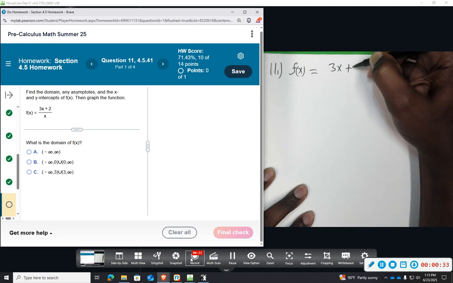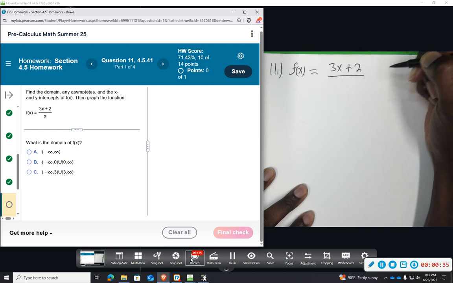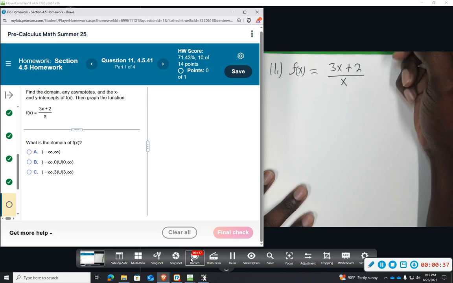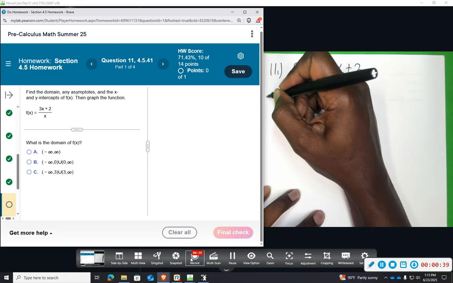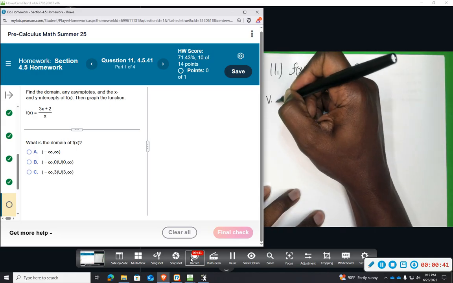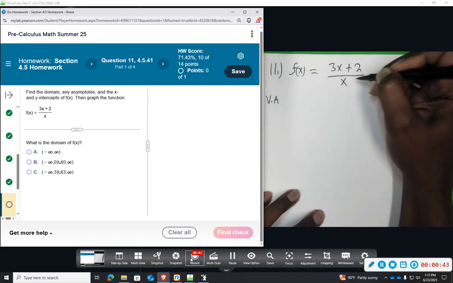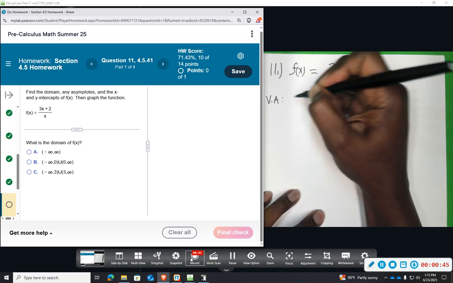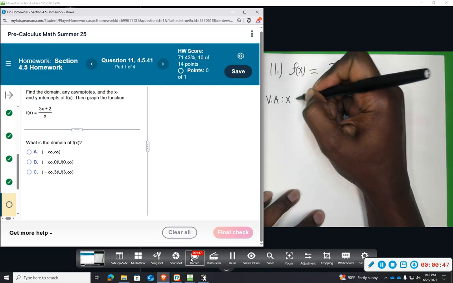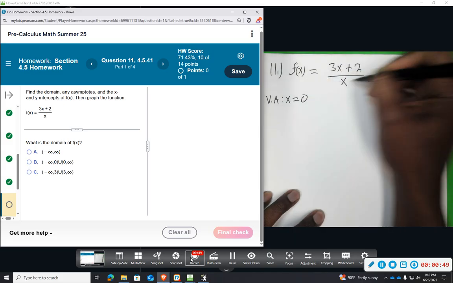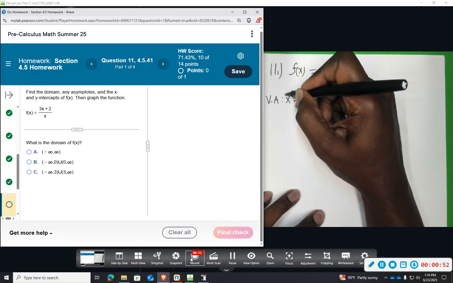3x plus 2 divided by x. Okay, so we're going to start with our vertical asymptote, what makes the denominator equal to 0, and that would just be x equals 0. Okay, we don't have anything to solve. If you set it equal to 0, you just get x equals 0. So we have our vertical asymptote.